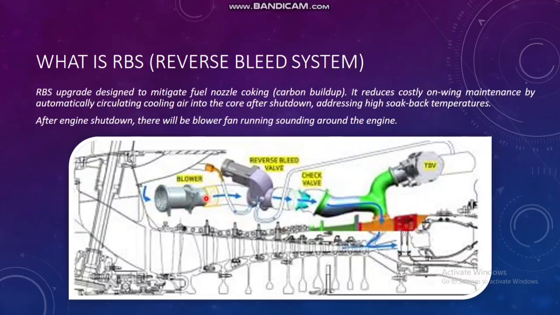So this is the reverse bleed system. You can see a complete new assembly which is coming as a modification. There is a blower fan which will take the air from the core area to the reverse bleed valve. It will go through the necessary check valve and go to the fuel nozzle area. So this will blow out all the air from the nozzle area, because once the engine is shut down there is fuel vapor accumulation on the nozzle which will cause clogging of the fuel nozzle. So with the help of this it is blown out, and on-wing maintenance has been reduced over some cycles. So this is the advantage of using reverse bleed on the CFM LEAP engine.